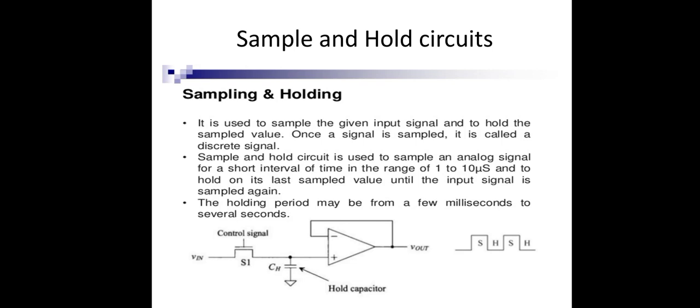This is the V input, and the switch S1 controls these signals. CH is the hold capacitor, that is the hold input. The input is applied at the non-inverting terminal. The inverting terminal is feedback. Then the signal is sample and hold. Sample means that it is the one signal. Hold means that it is the zero signal. That is in digital form 1 0 1 0 1 0.